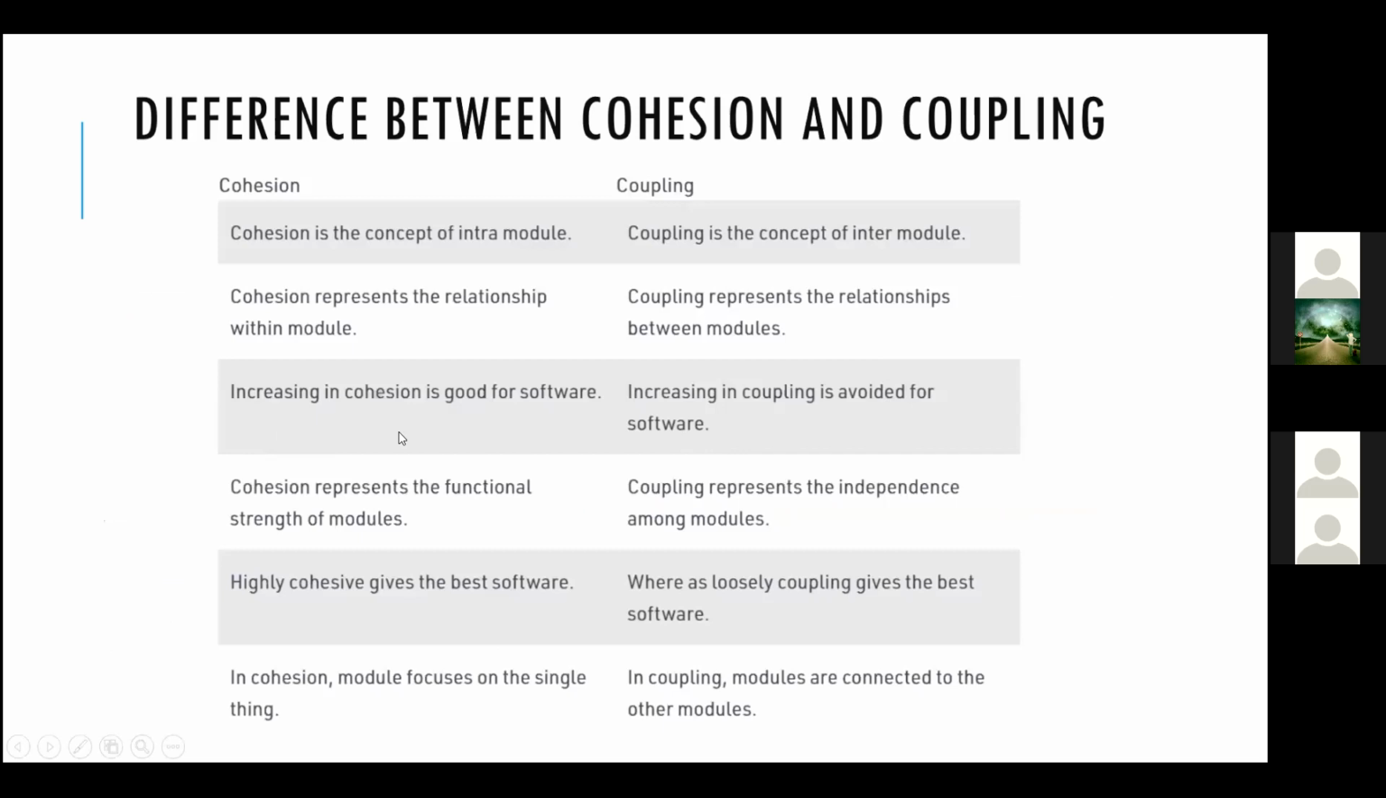Increasing cohesion is good for software. Increasing coupling is avoided for the software. Cohesion represents the functional strength of modules. In coupling, it represents the independence among modules. In cohesion, high cohesion gives the best software. In coupling, loose coupling gives the best software. In cohesion, a module focuses on a single thing. In coupling, modules are connected to other modules.